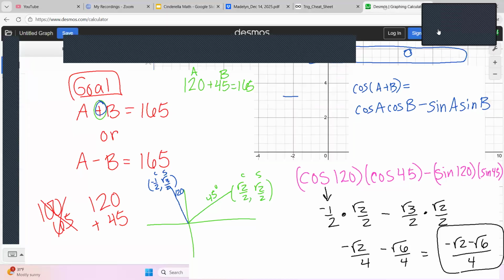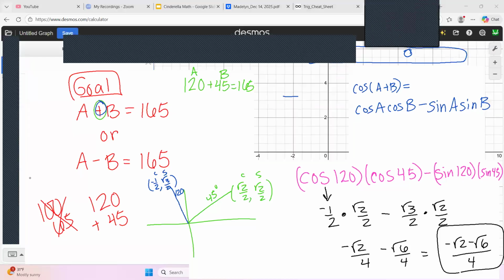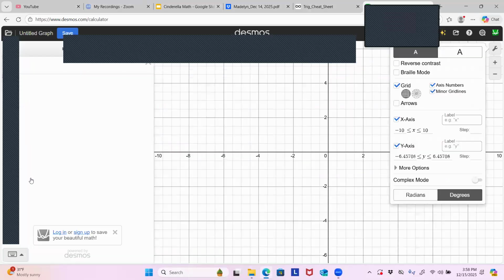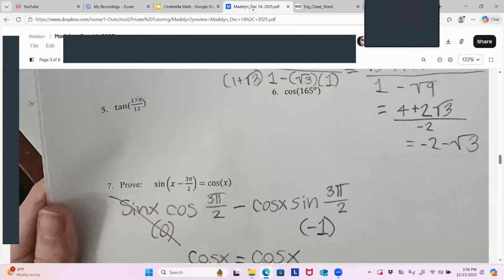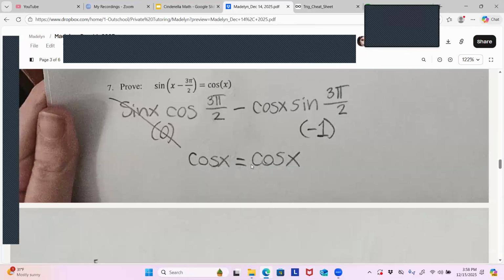I'm going to flip Desmos back into degrees. Cos 165. And then what did we get? We had negative root 2 minus root 6 all over 4. Yep, yay. Awesome. Well, I hope this was helpful on sum and difference identities. Ugh. Maybe I will do number 7 actually real fast.